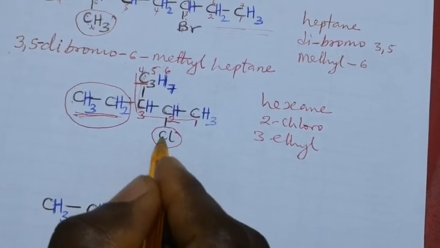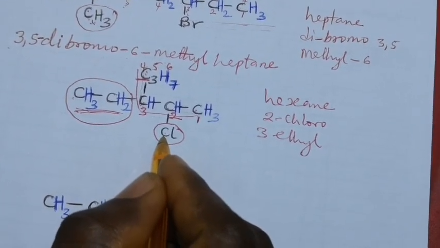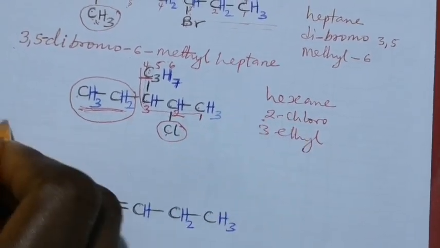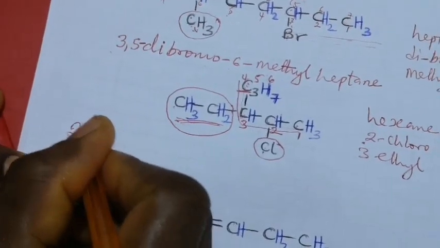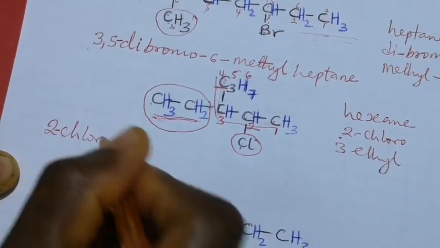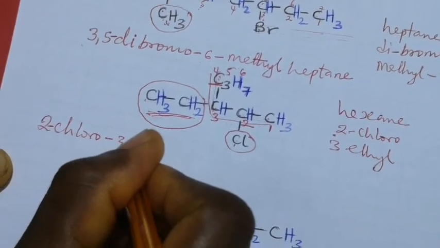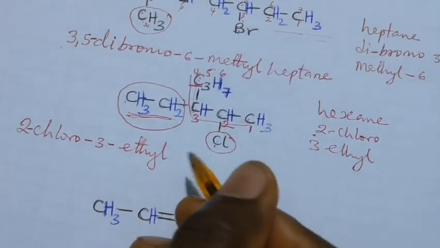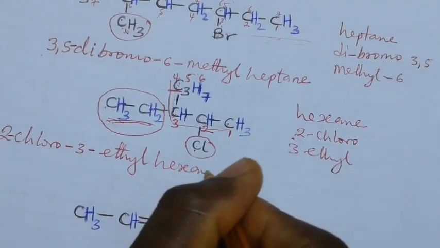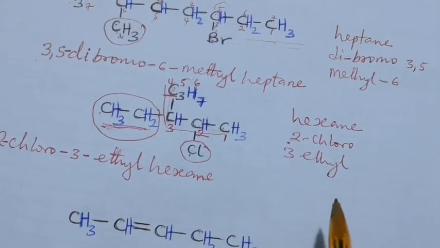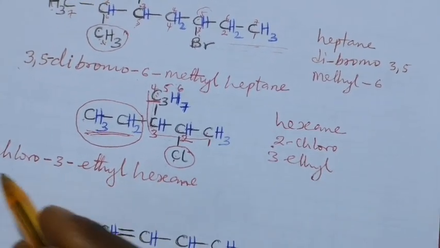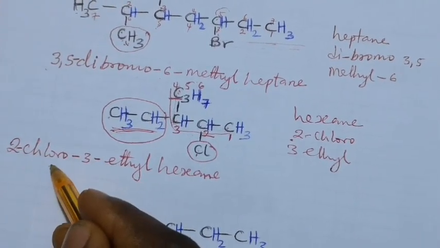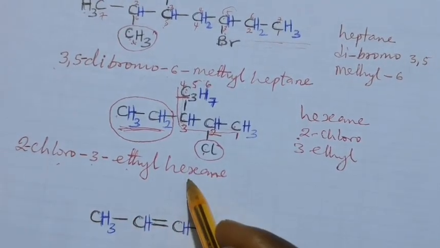We are going to start from the inorganic, which is the chlorine. So we will say 2 chloro, 3 ethyl, hexane. Okay, that is the name of this very compound: 2 chloro, 3 ethyl hexane.